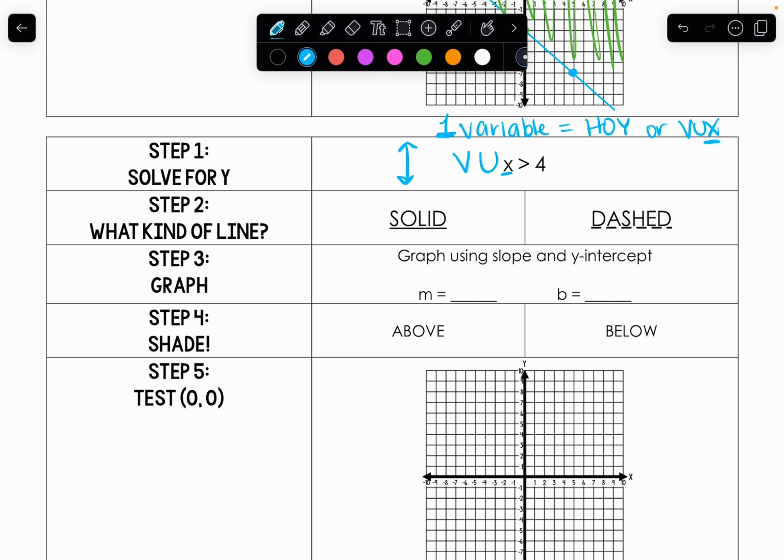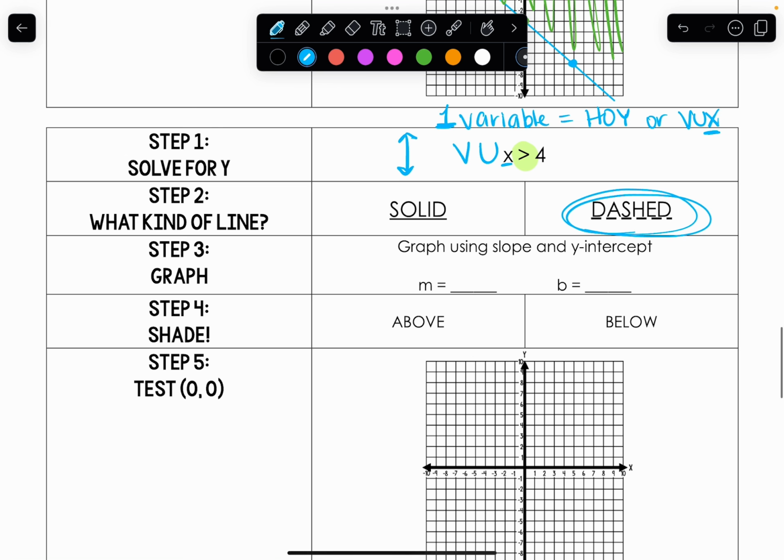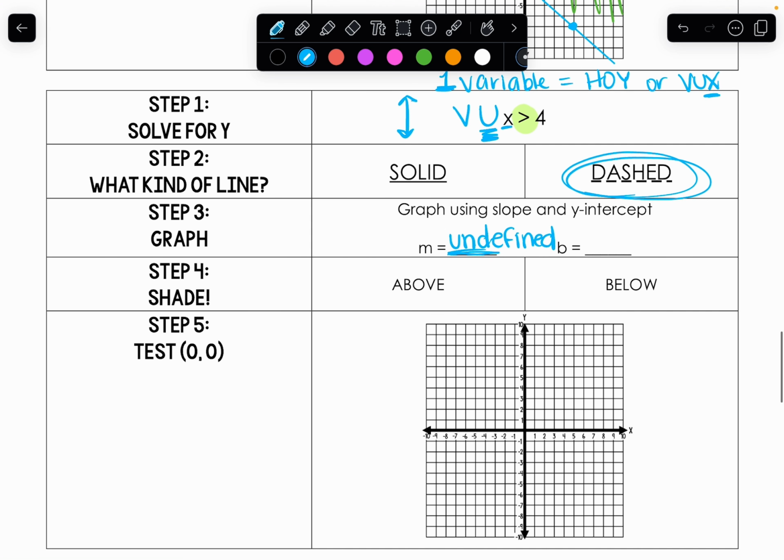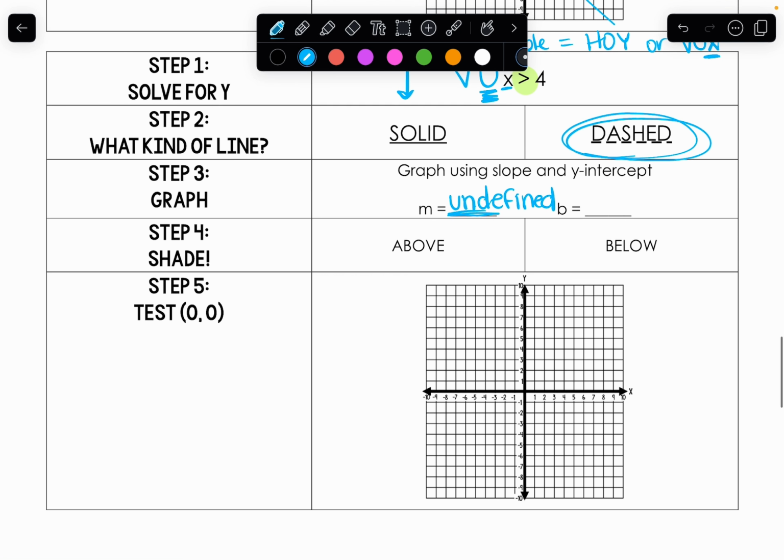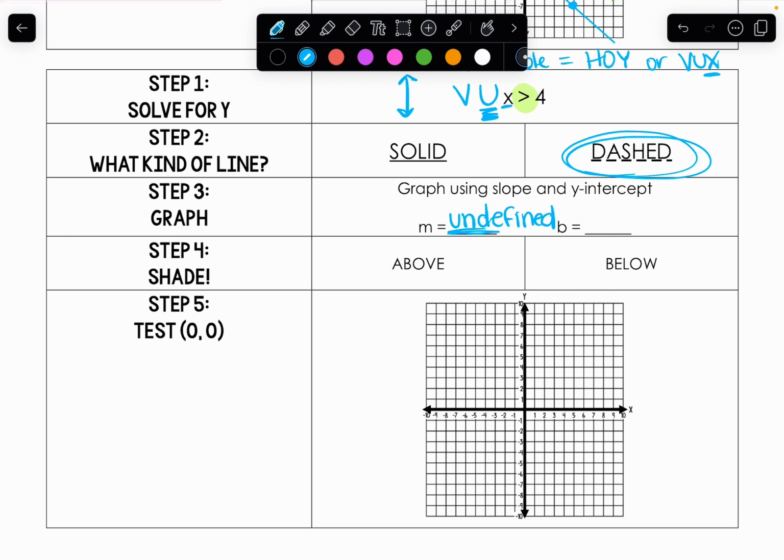Because the inequality is not underlined, we're going to be drawing a dashed vertical line. Now we know that the slope of a vertical line, that's the middle letter, U, stands for undefined. Okay, let's graph it before we talk about the y-intercept. You're going to draw a vertical line where x is 4. So I go to the x-axis, find the number 4, plot my point, and now I draw a dashed vertical line.